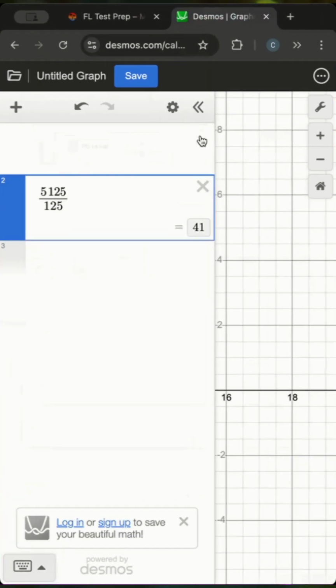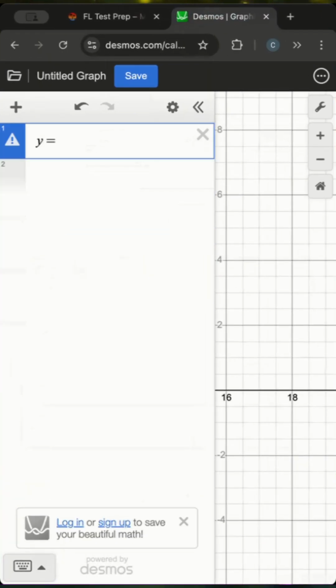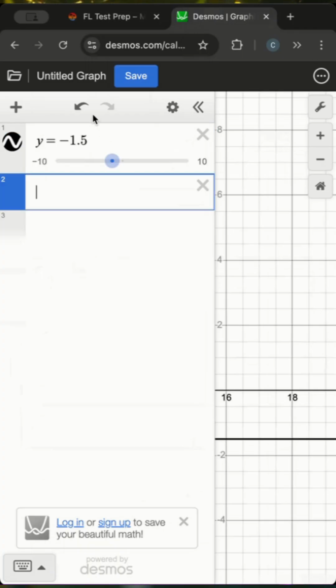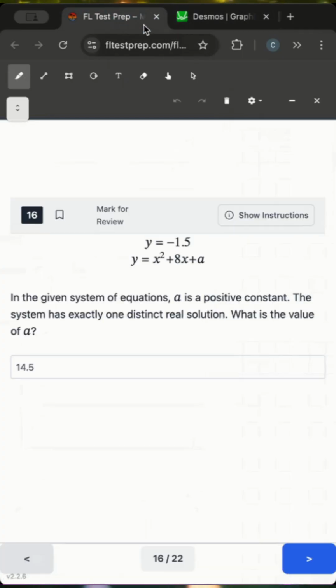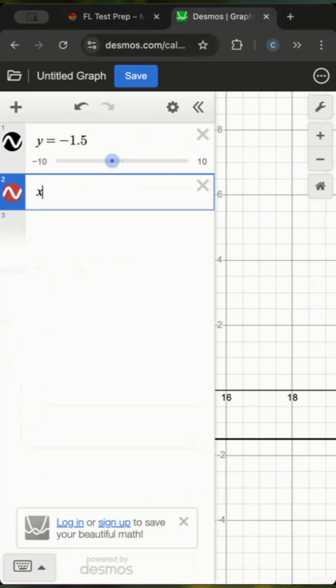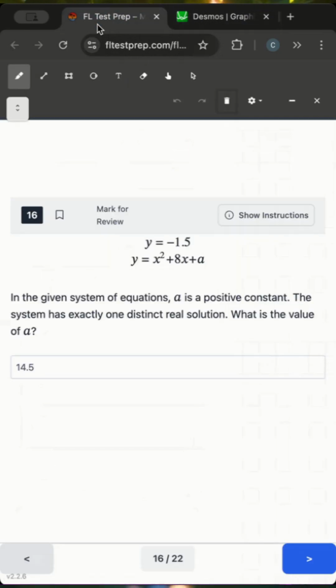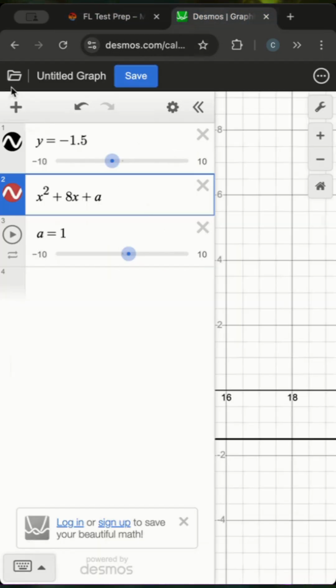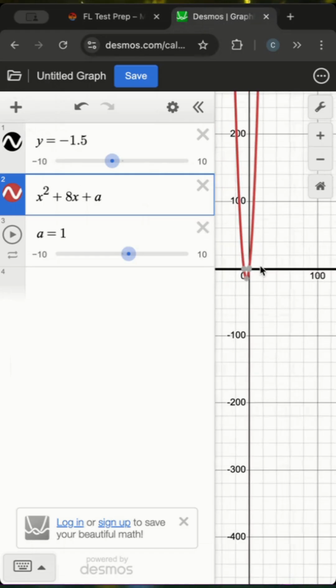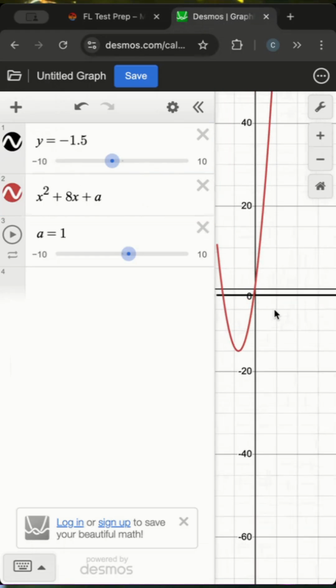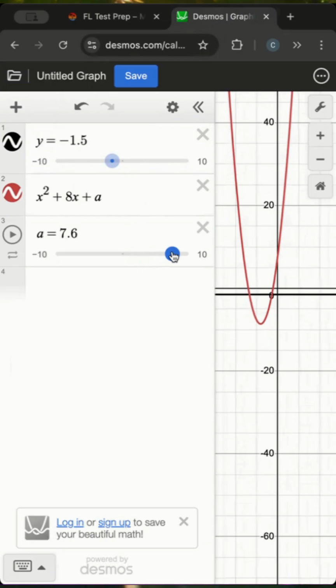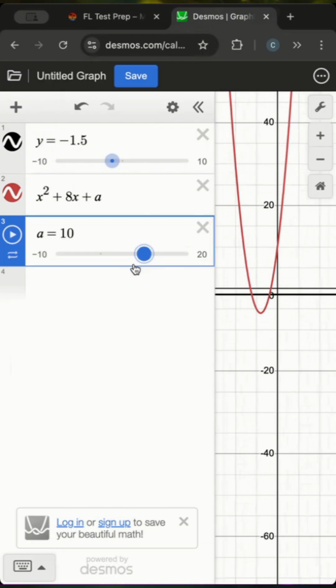So I know y equals negative 1.5, and then y equals x squared plus 8x plus a. It's asking me what is the value of a when they intersect or have one solution, so intersect at one time. So I can see my lines now. And here's what I'm going to do. I'm just going to wait for them to intersect. And now I'm going to have to make my slider a little bigger. So make this 20.